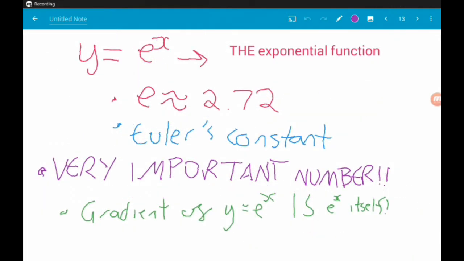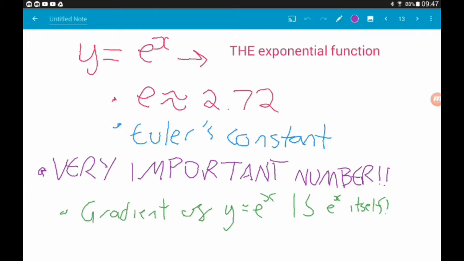Okay, so the special case, y equals e to the power of x. Now, so far we've been looking at exponential functions. This guy is known as the exponential function. So, e is roughly equal to 2.72. It's known as Euler's constant. It was discovered by a very famous mathematician called Leonard Euler, who was actually investigating compound interest, and he came up with this constant, and it's actually one of the 5 most important numbers in maths.